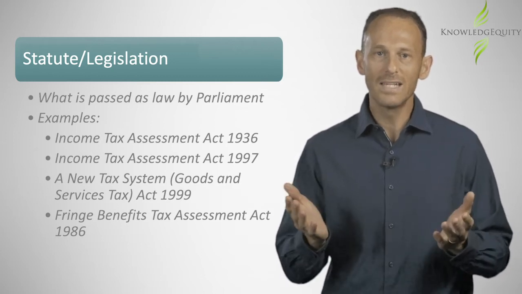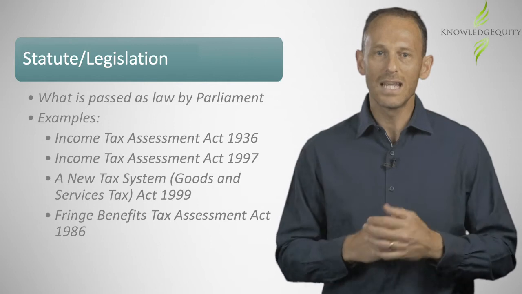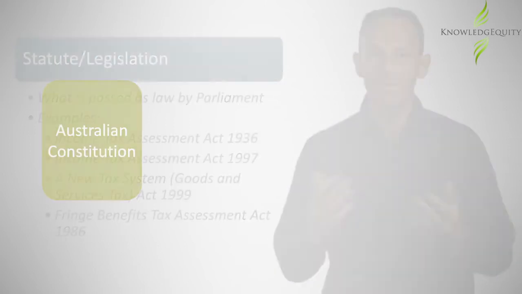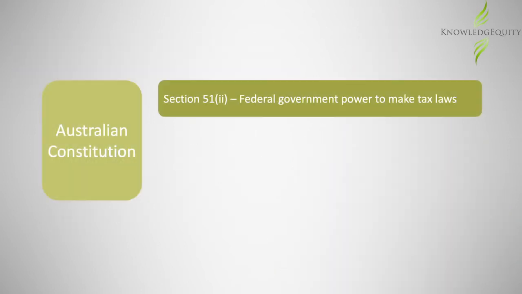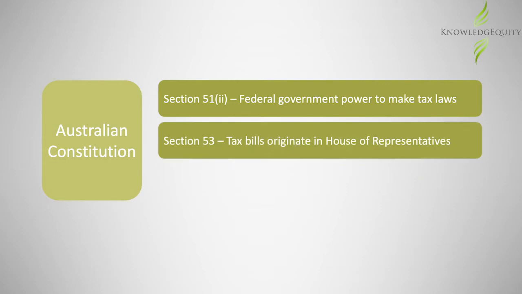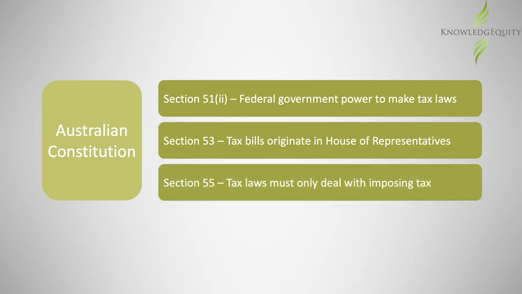The power to raise taxes in Australia is established in the Constitution. For example, Section 51(2) gives the federal government power to make laws relating to taxation. Section 53 states that taxation bills must originate in the lower house of Parliament rather than the Senate, and Section 55 only allows a law dealing with tax to impose a tax and not any other subject matter.